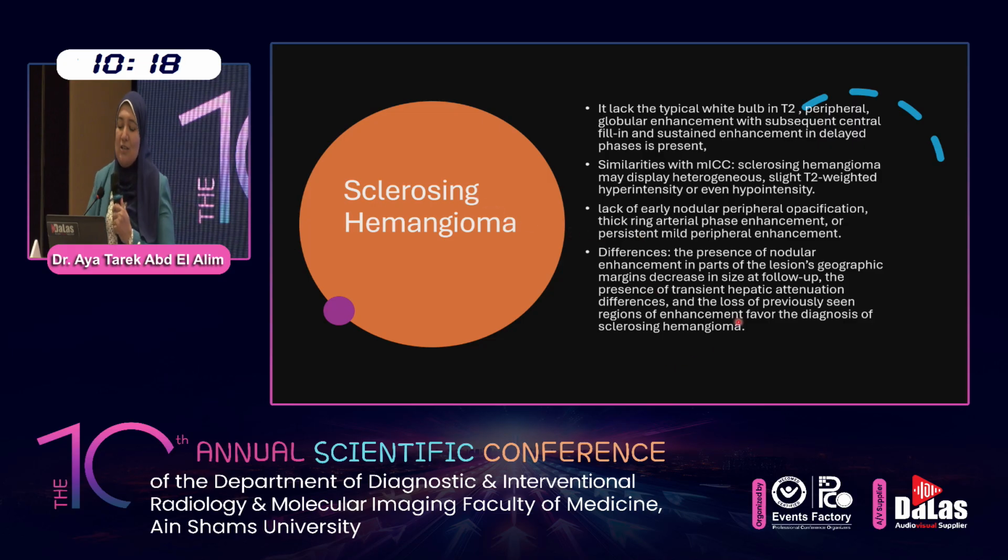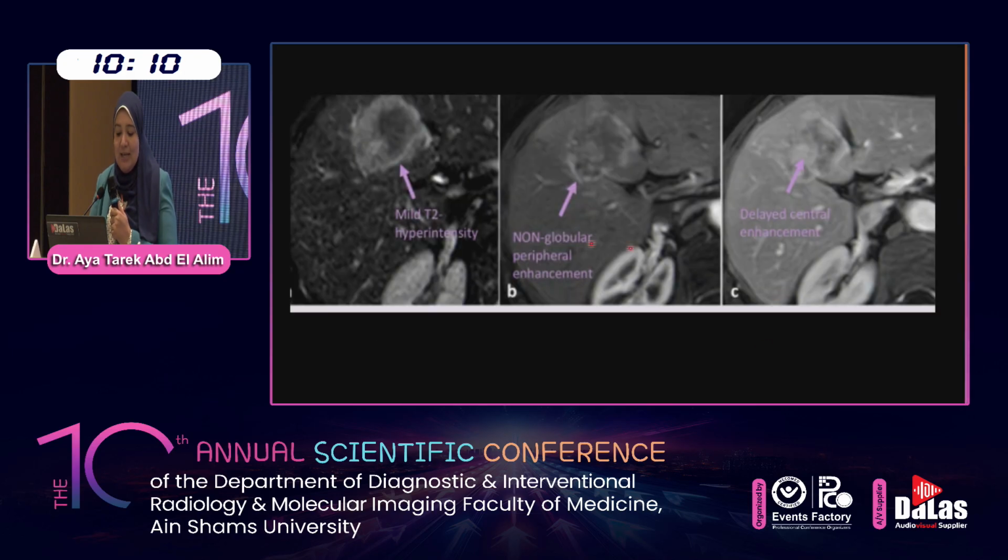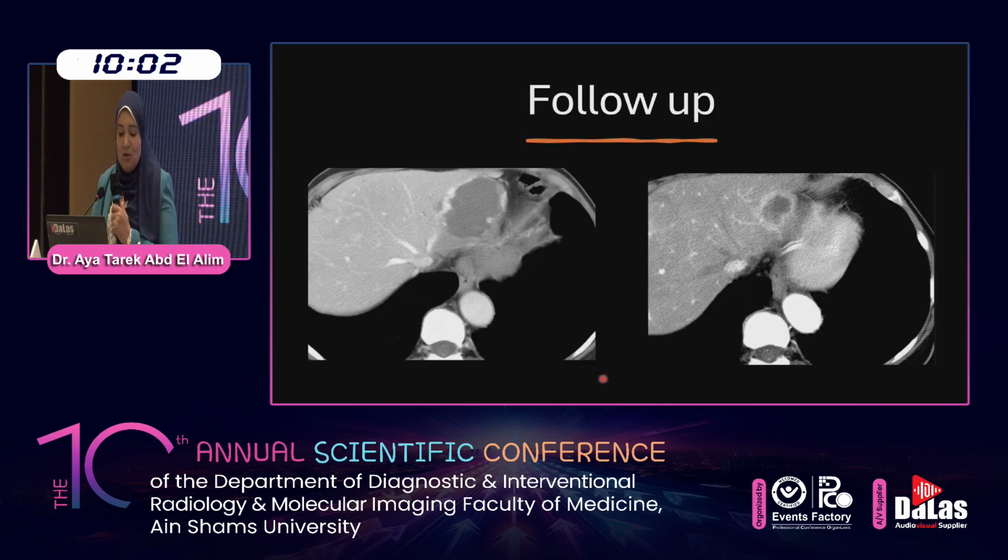We will depend on the other morphology of cholangio, such as capsular retraction, satellites in the liver, and age of the patients. We can see this was first reported as cholangiocarcinoma in the literature, but by pathology it was proven to be the sclerosing type. The clue for the sclerosing type is the follow-up. We can see at first it has arterial enhancement like this, and then it decreased in size. This is with the sclerosing.